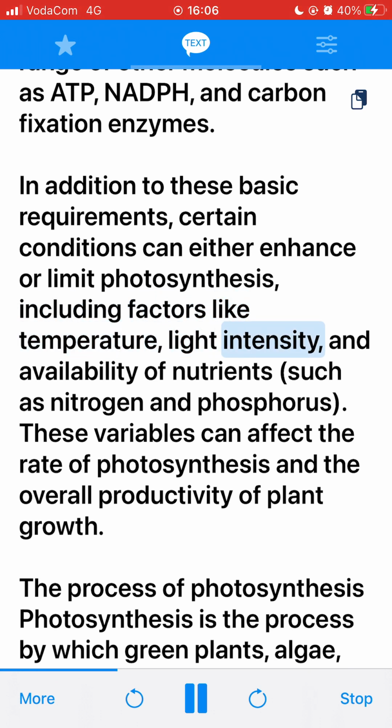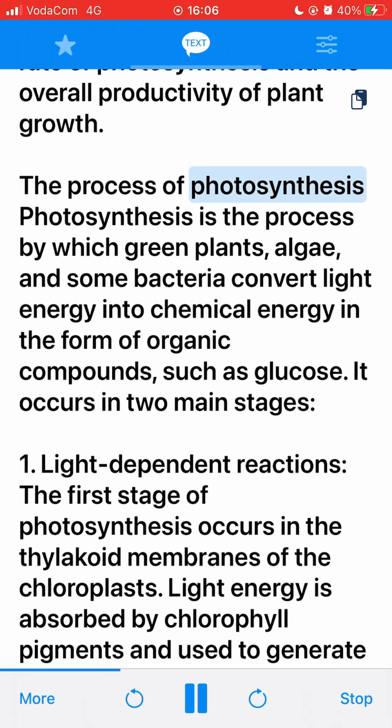light intensity, and availability of nutrients, such as nitrogen and phosphorus. These variables can affect the rate of photosynthesis and the overall productivity of plant growth. The process of photosynthesis. Photosynthesis is the process by which green plants, algae, and some bacteria convert light energy into chemical energy in the form of organic compounds, such as glucose.